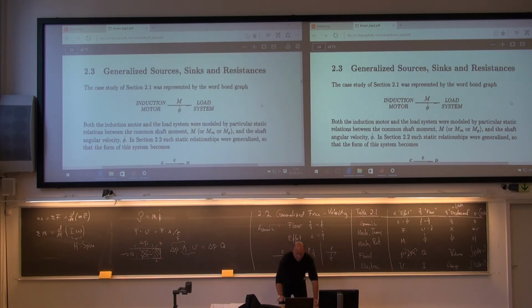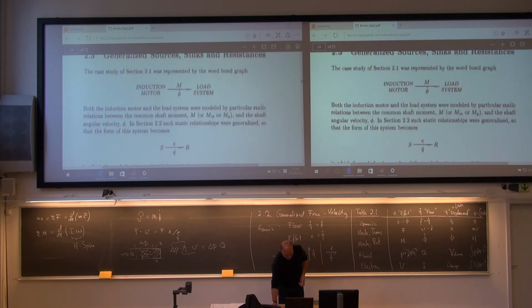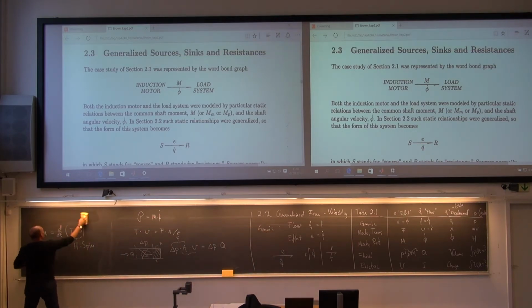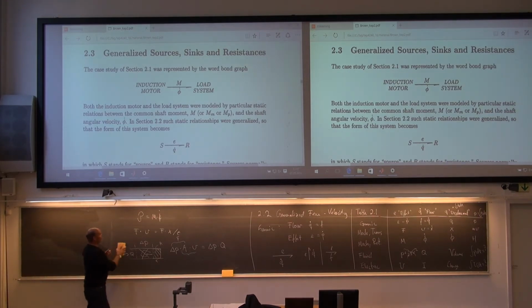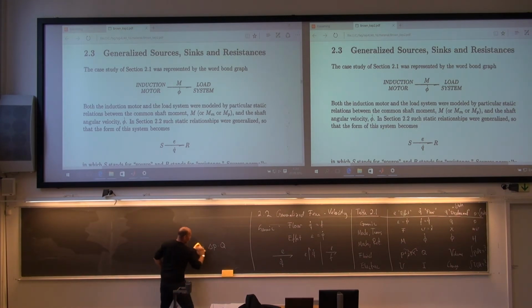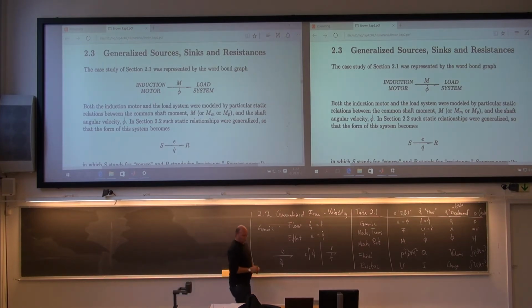So in here, generalized source and sink and resistances. We can just make a note of that for the end here. Source and sink and resistance.